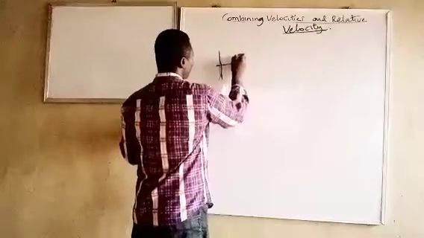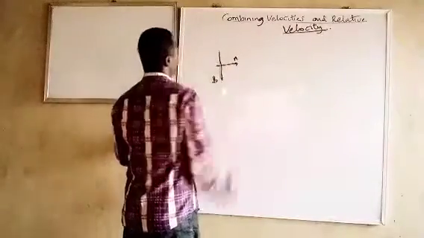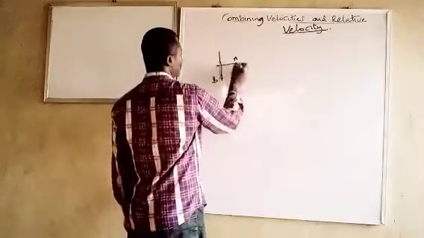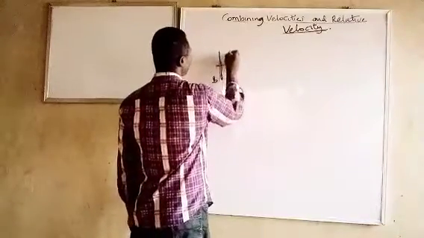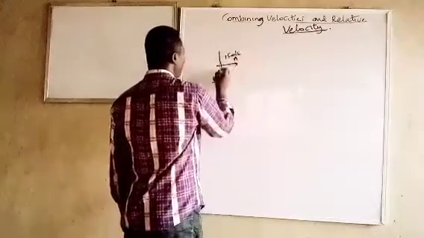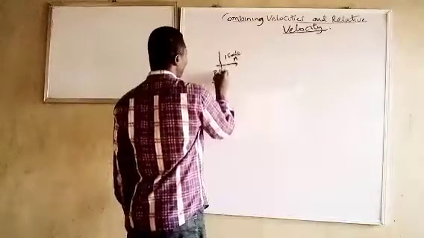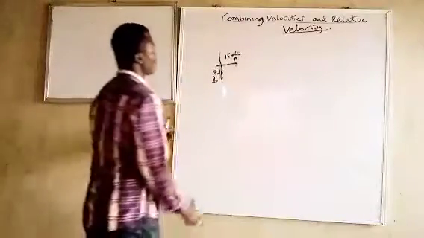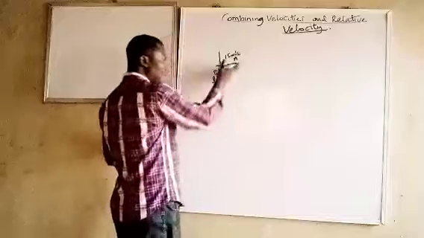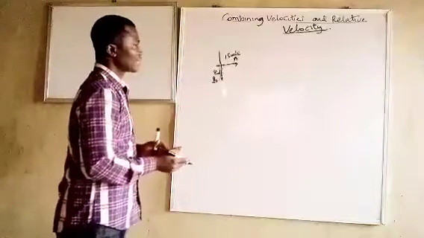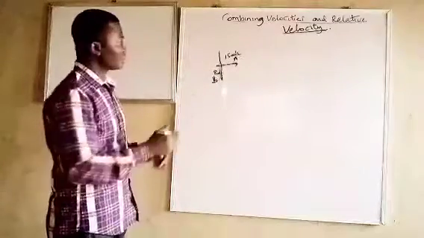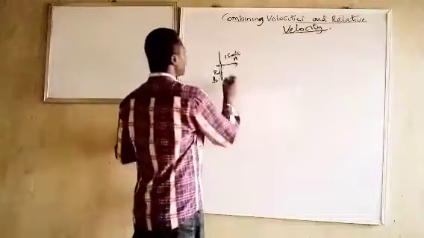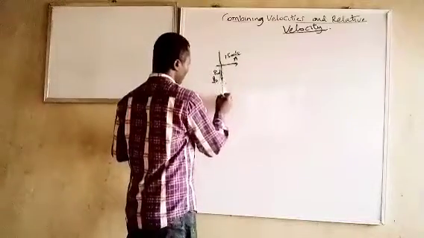A moves like this, B moves like this. Let's say A moves in this direction with 15 meters per second, and B moves in this direction with 8 meters per second. You can see. What will be the distance between them after 3 seconds? The distance between them will be like this.